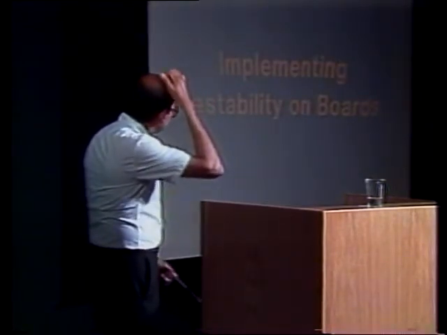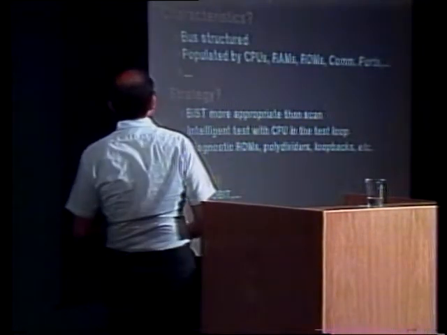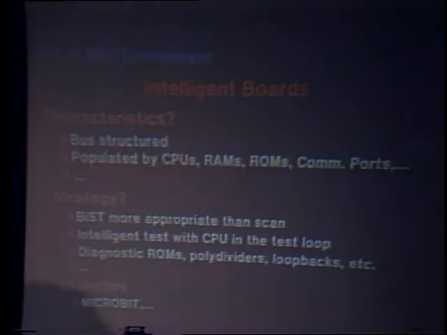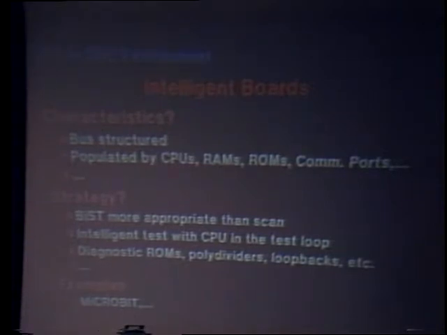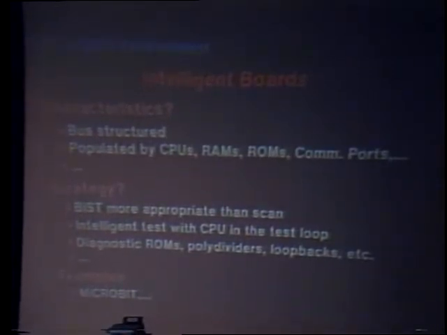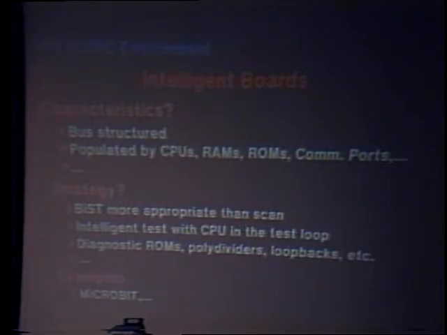Let's consider implementing testability at the board level. At the board level, we can see two types of boards. One I would like to call intelligent boards. Here the characteristics are that these intelligent boards are bus structured, and they are usually populated by CPUs, RAMs, ROMs, some communication ports, etc. In fact, this is what typically the world is in low-end area, low-end people. Now try to implement brute force, scan design, or even built-in self-test in this area, and you'll soon find that you really don't have a good answer.